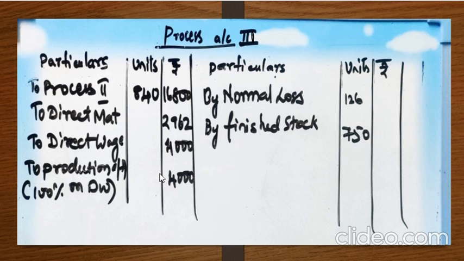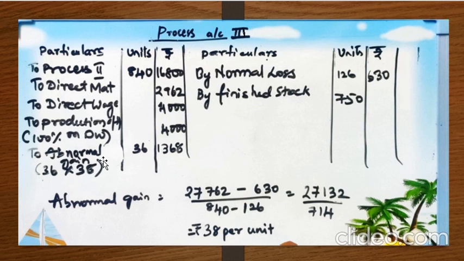So it is a gain for you. Here you will be writing to abnormal gain account 36 units. So you will be getting 126 plus 750, you will get 876. So what is the difference? 876 minus 840, what is the difference? 36 units is your abnormal gain. So you will write your abnormal gain units 36.